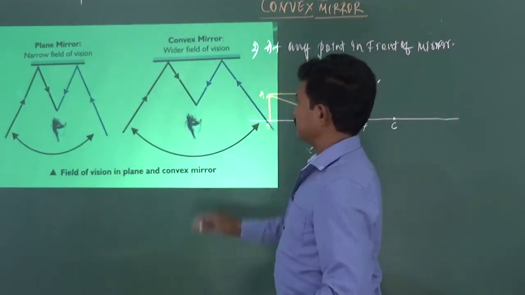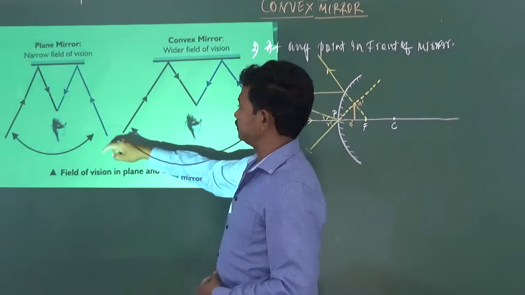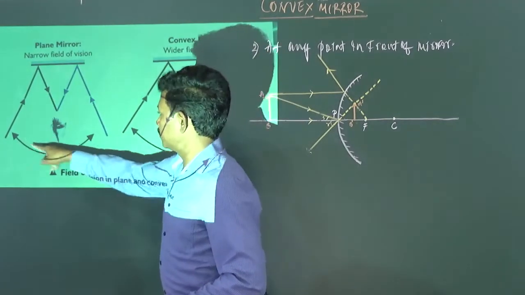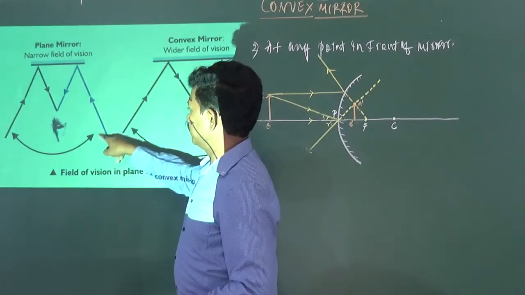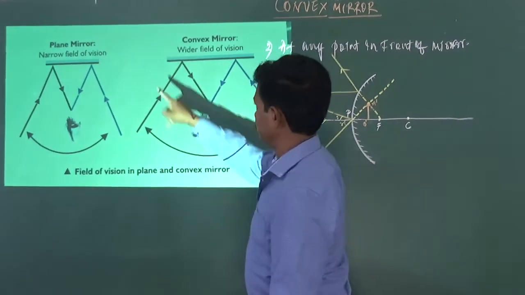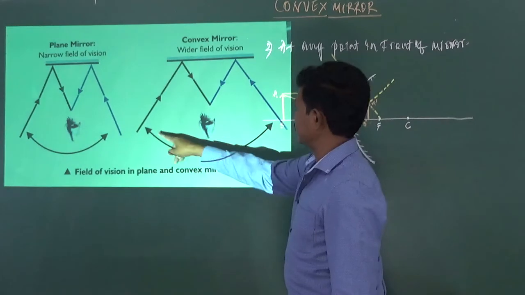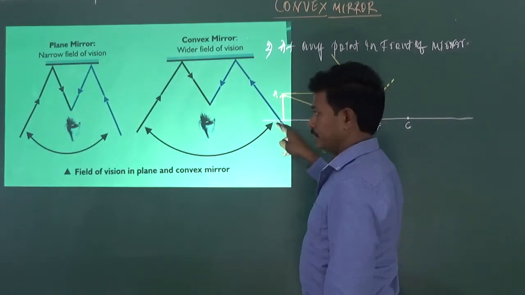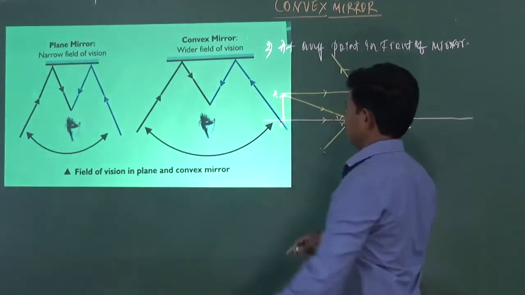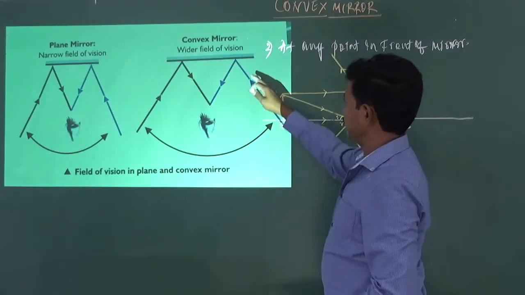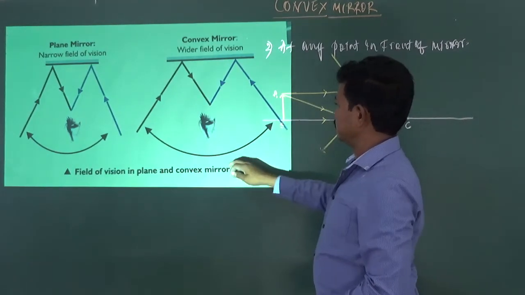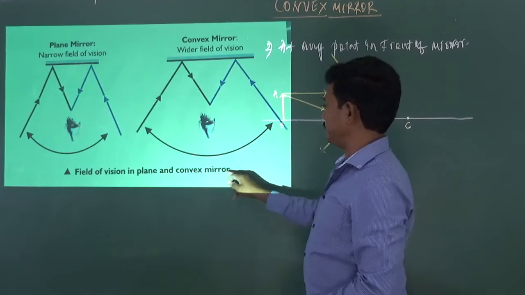So here you can see, this is the plane mirror. A very narrow range of vision is there for a plane mirror. Instead of that, if you use a convex mirror, a wider field of vision can be seen here. So a wide view angle is visible by using a convex mirror at this point. So this is the field of vision in plane and convex mirror.